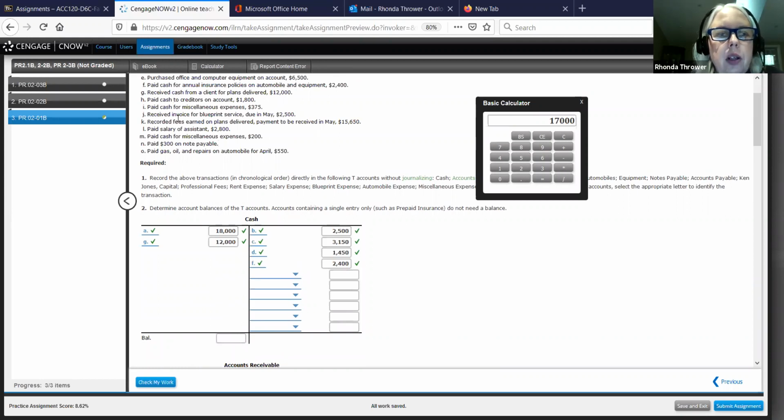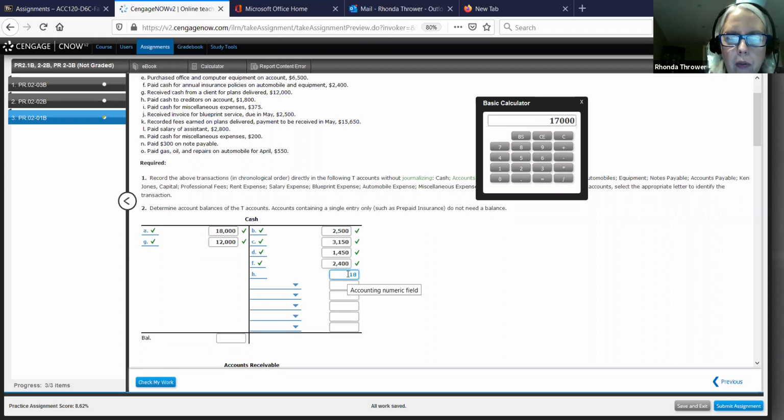And then we're going to move on to H. In H, we paid cash. So my cash was affected again. Anytime you pay out cash, your cash is decreasing. And anytime cash decreases, you put it on the credit side, which is the right side of the account. My cash is decreasing by $1,800.